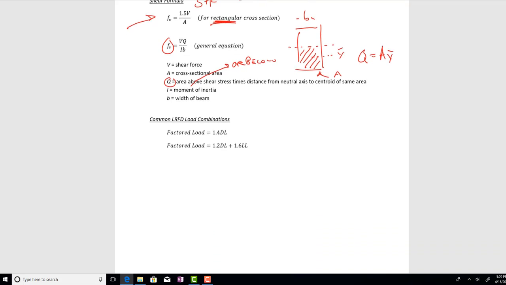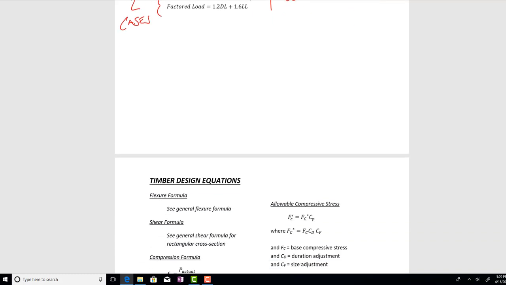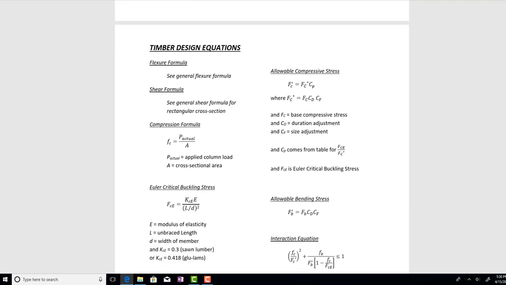I've got two other equations on this page right here. We've got, if we're doing the LRFD technique, which we used for concrete and steel in the class, remember there's a whole bunch of different factored load cases that we might consider, but we use these two cases right here. 1.4 times the dead load, or 1.2 times the dead load plus 1.6 times the live load. And whichever is the larger value, then that's the one that governs. That's the value we would go ahead and run through our process for calculations. So, all right, let's jump down to timber design equations.